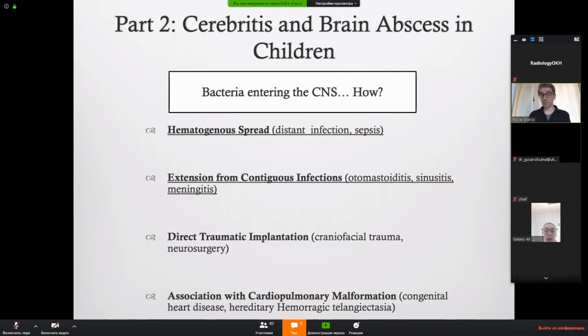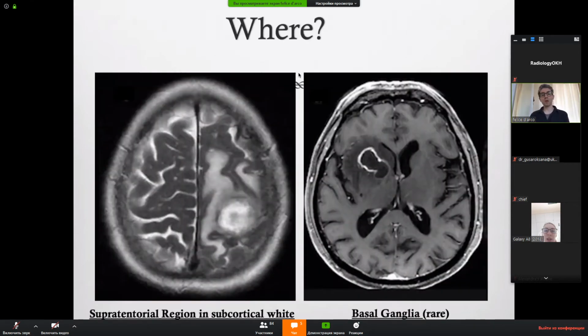Hematogenous spread is the most common: a distal infection goes into the blood and reaches the brain. Contiguous infection, such as otomastoiditis, sinusitis, or meningitis, is very, very important for the associated complications. Direct trauma implantation and association with cardiopulmonary malformation are rare causes.